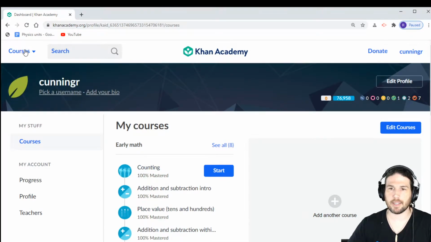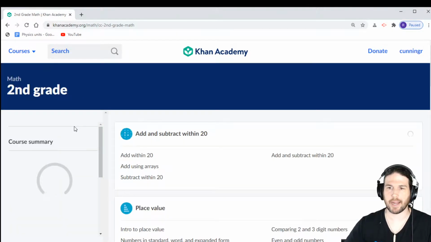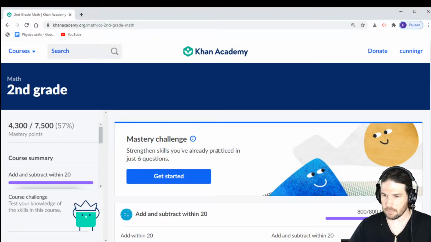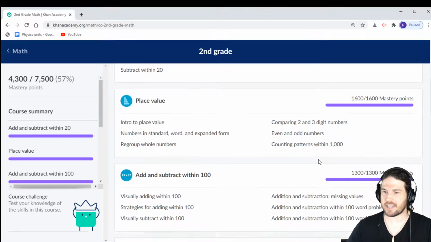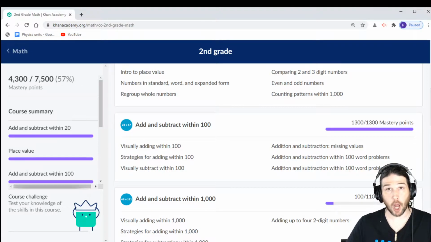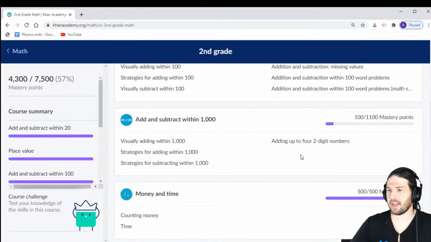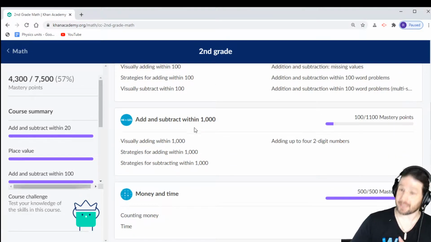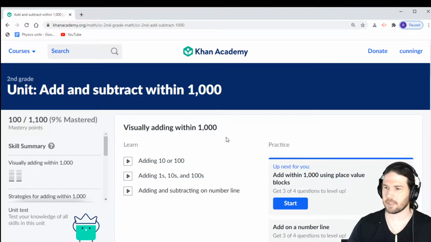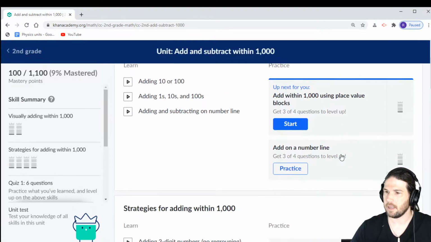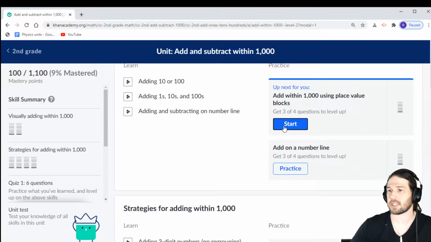So we are in second grade. We finished add and subtract within 20. We finished place value. We finished add and subtract within 100. And then, as I recall, last time we skipped add and subtract within 1,000 because I wasn't feeling great, and we did money and time. So now we're going to go back to add and subtract within 1,000. And we're going to start with adding and subtracting within 1,000 using place value blocks.